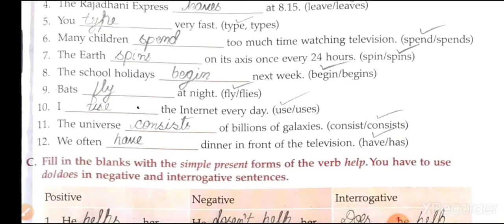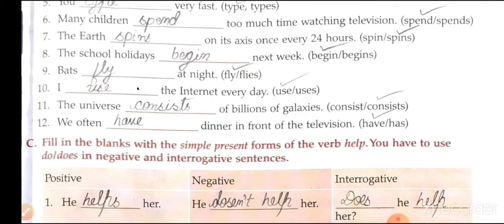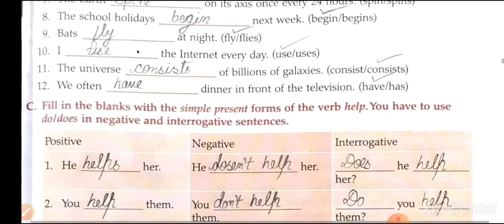The earth spins on its axis once every 24 hours. The school holidays begin next week. Bats fly at night. I use the internet every day. The universe consists of billions of galaxies. We often have dinner in front of the television.